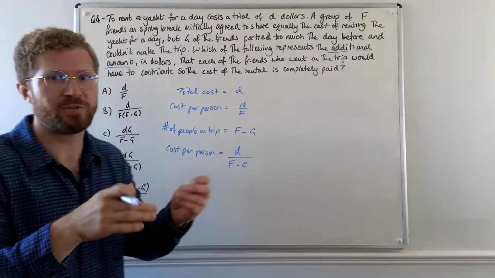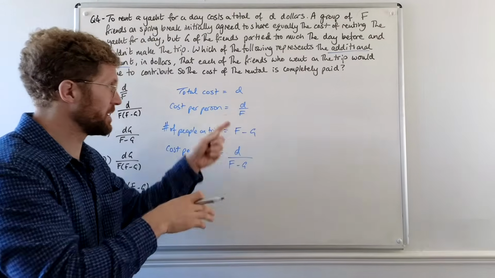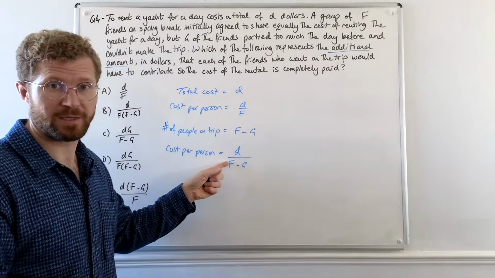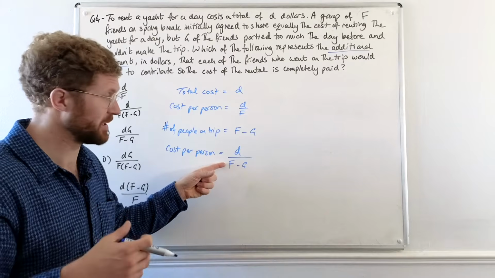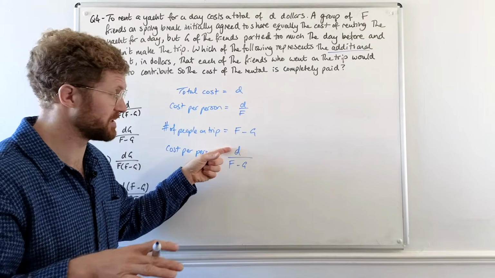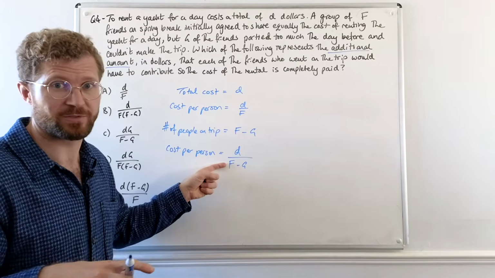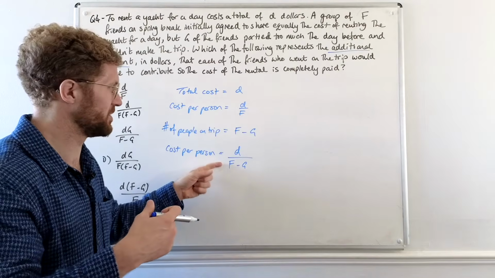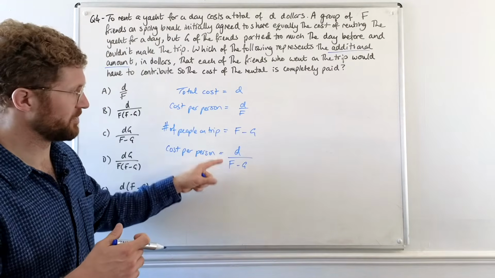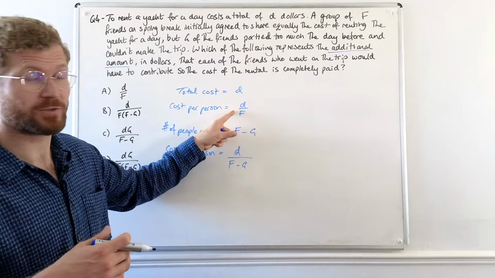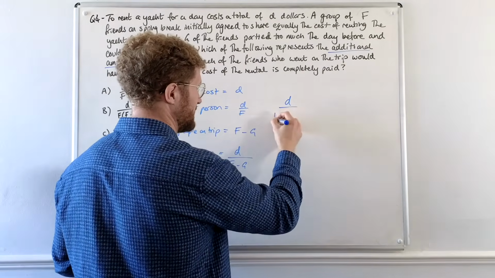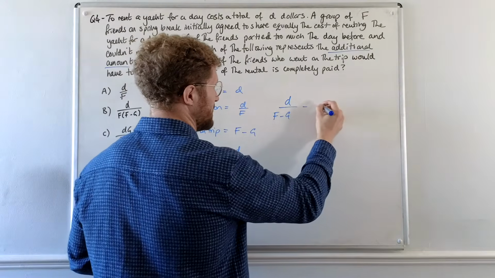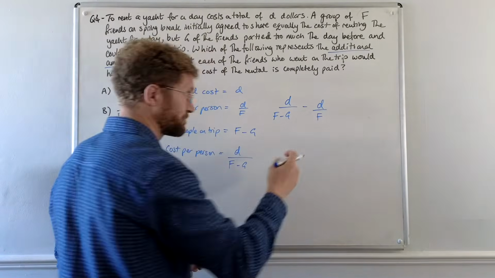In other words, the difference between what they initially thought they were going to pay and what they ended up paying. Now this is going to be bigger. D over F minus G is going to be bigger than D over F. The numerator is the same. We've made the denominator of the fraction smaller, so the overall fraction is going to be bigger. So the additional amount they have to pay is going to be given by D over F minus G, take away D over F.